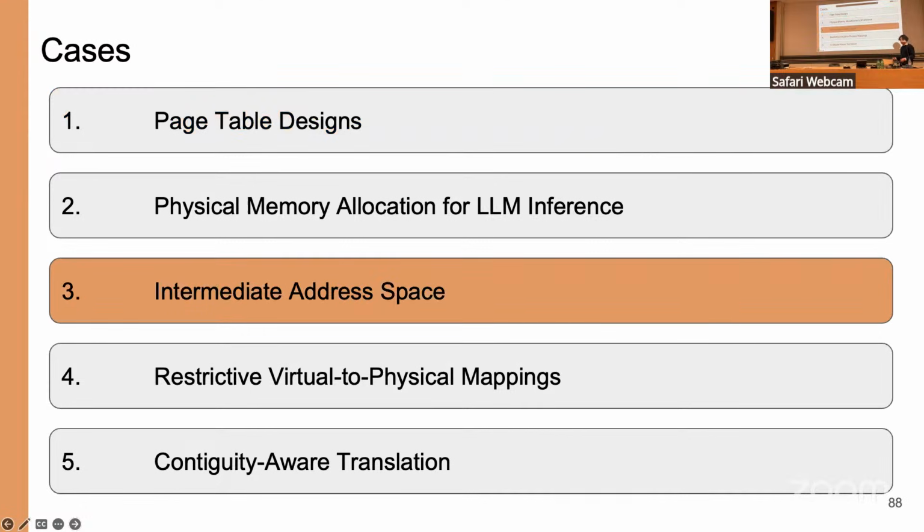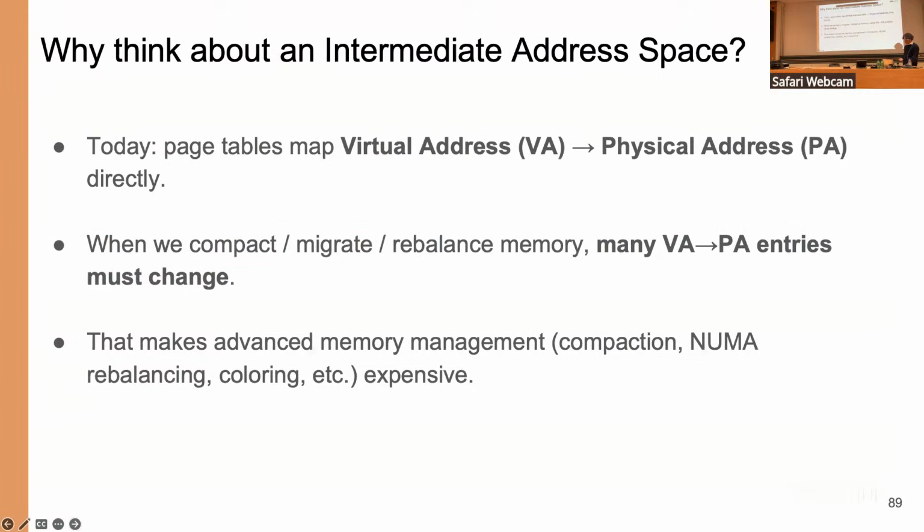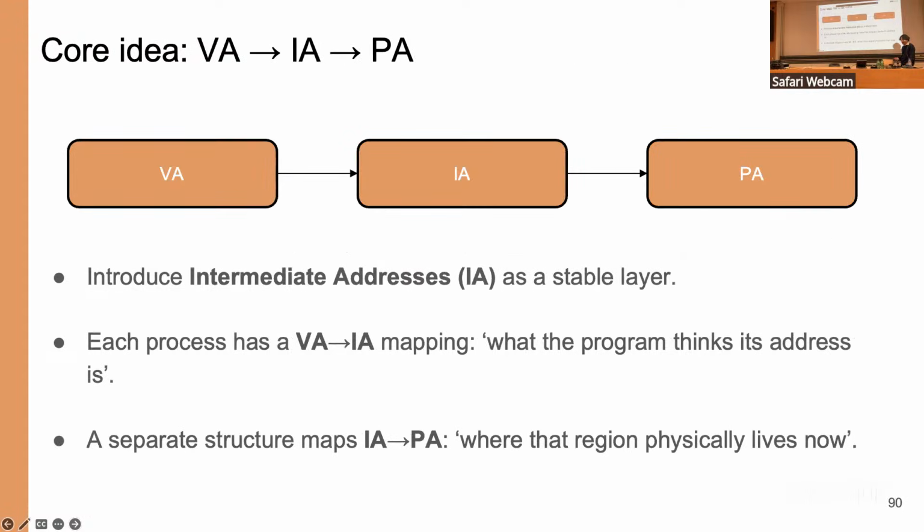All right, now looking at the intermediate address space as a use case, the page tables are tightly tied to the physical layout. Anytime we move data around, we pay to touch a lot of per process metadata. And think of IA as a handle. The program's virtual addresses keep pointing to the same handles. The operating system can change where those handles point in physical memory without rewriting every virtual address entry.